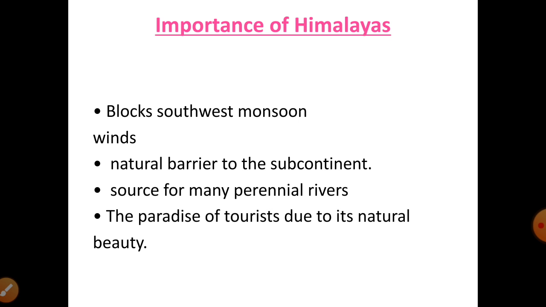Next, the importance of the Himalayas. First, it blocks the southwest monsoon wind and causes heavy rainfall in North India. It forms a natural barrier to the subcontinent, so we are not affected by the snow. It is the source of many perennial rivers like the Indus, Ganges, Brahmaputra, etc.